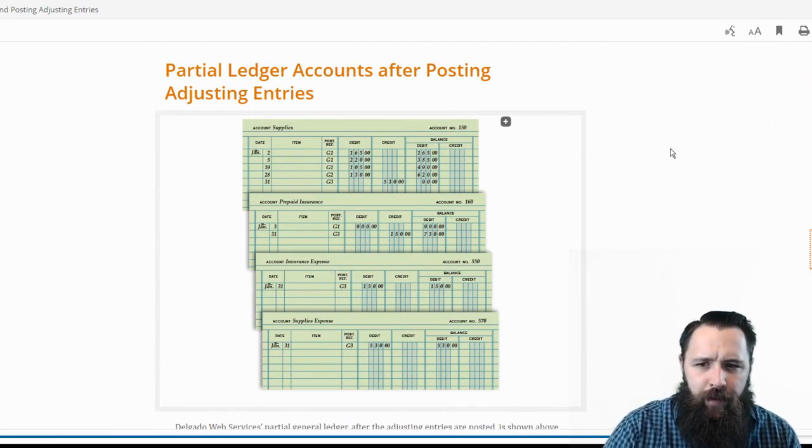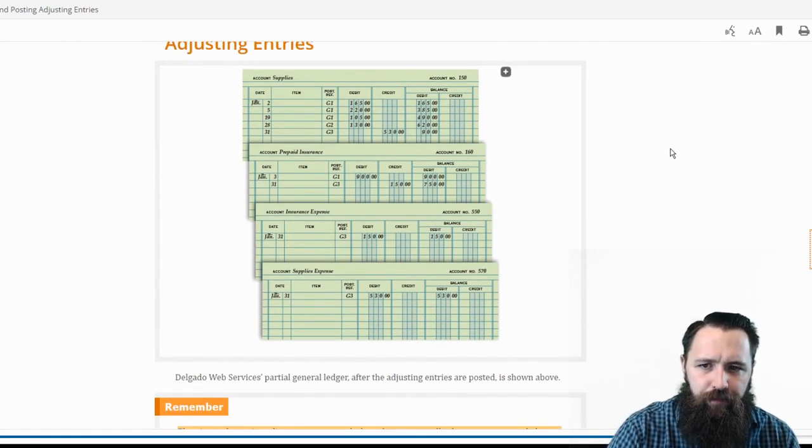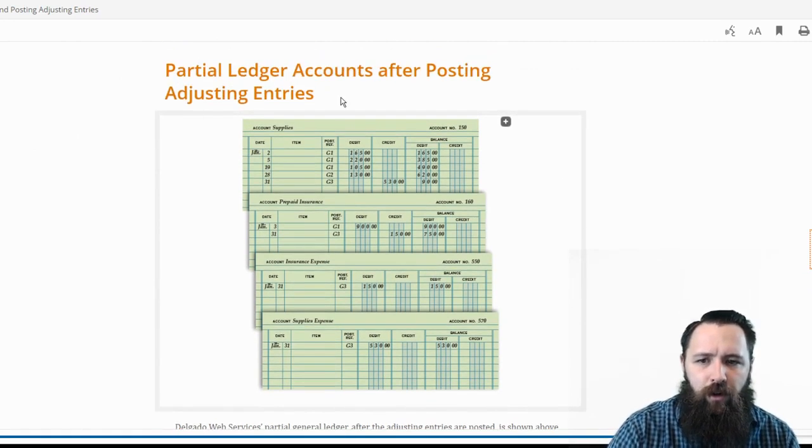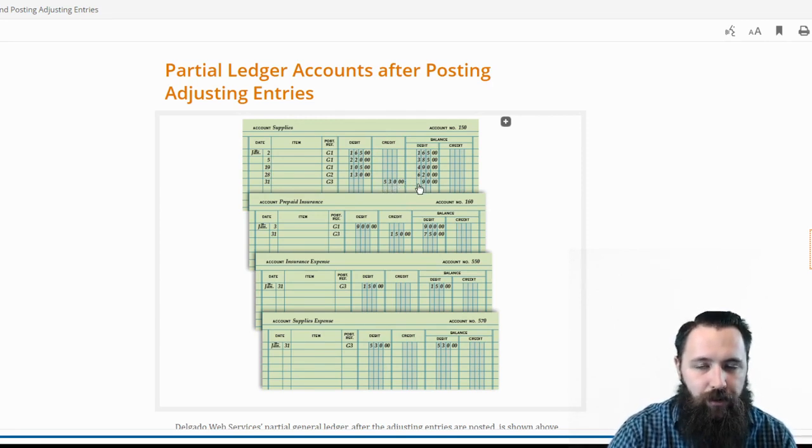And then you can see some of these say partial ledger accounts, and this is the last step that we do. We go into our ledger and we're going to record the adjustment that's made. So you can see here in supplies that on the 31st, on general journal page 3, we're going to record a credit of $530. And that's going to update our new balance to be $90 for supplies.